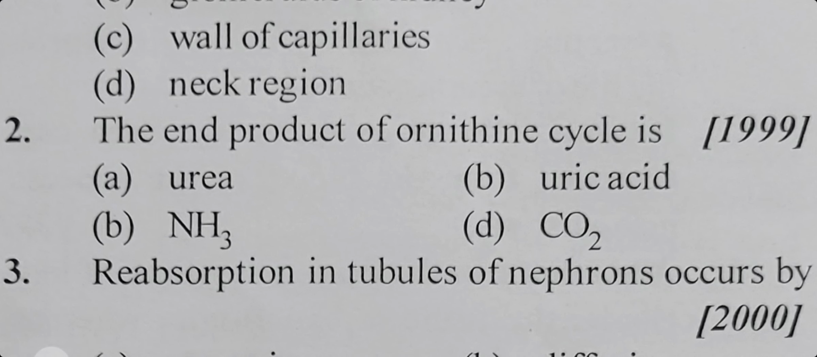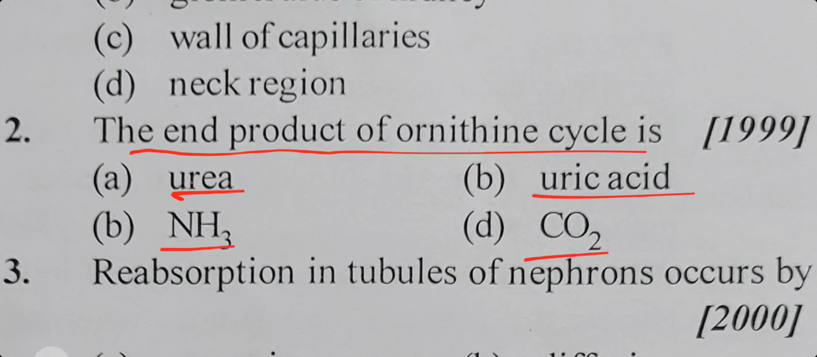The end product of ornithine cycle is. The options are like this: urea, NH3, uric acid, and CO2. So basically, what you have to know is what the ornithine cycle is. Ornithine cycle is a urea cycle, a biochemical reaction that produces urea, and this cycle takes place in ureotelic animals or ureotelic organisms.